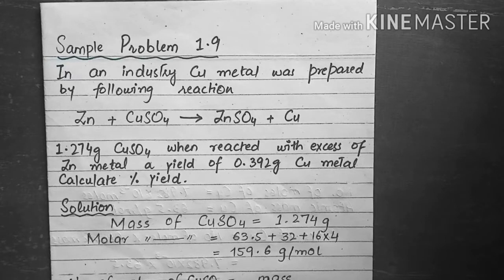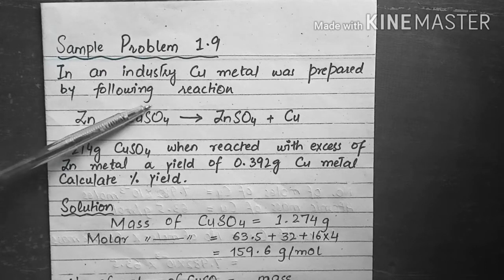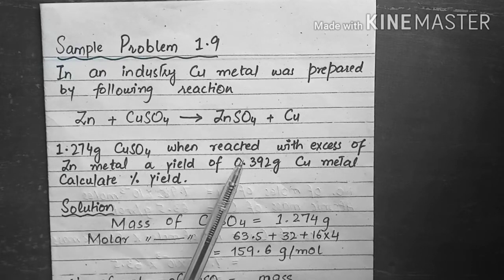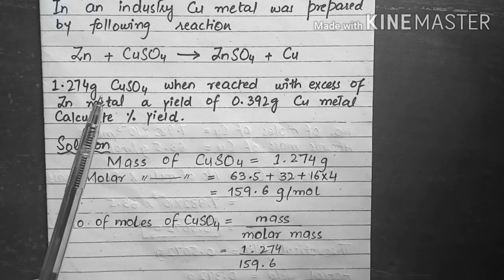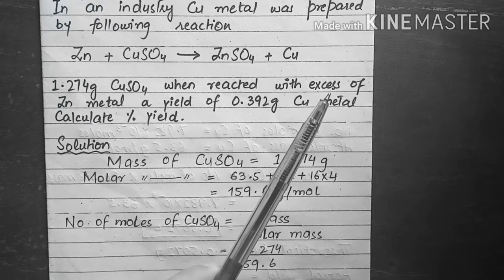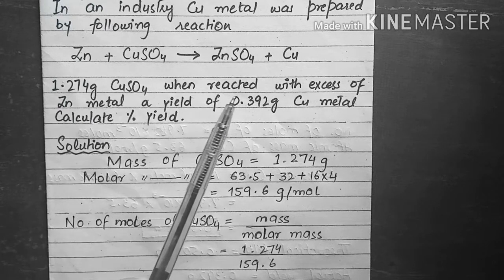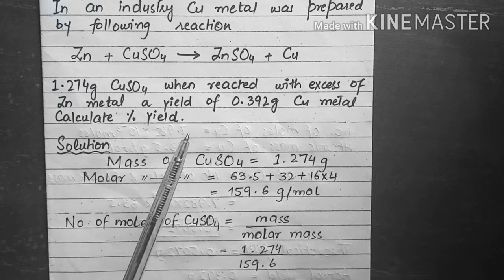Sample problem 1.9 from chapter number 1, Stoichiometry. It says, in an industry, copper metal was prepared by the following reaction: zinc plus copper sulfate combine to produce zinc sulfate plus copper. If 1.247 grams of copper sulfate, when reacted with excess of the zinc metal, yielded 0.392 grams of copper metal, calculate the percentage yield.